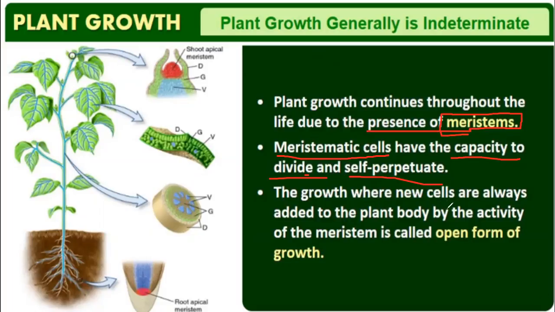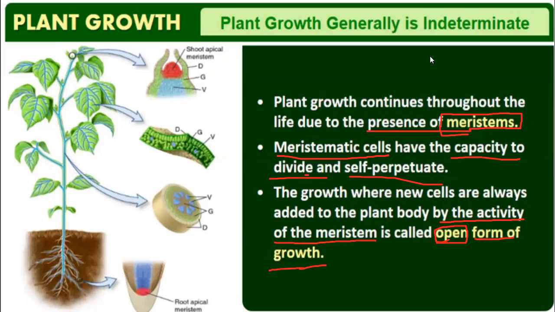The growth when new plant parts are added into the plant by the activity of the meristem is known as open form of growth. It is referred to as what? Open form of growth, that is, growth that takes place by the continuous activity of the meristem.